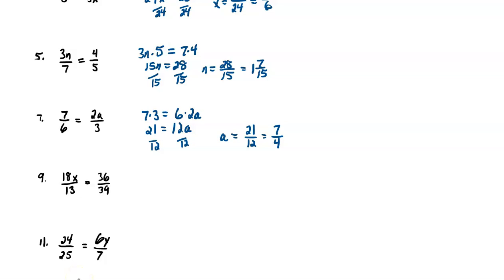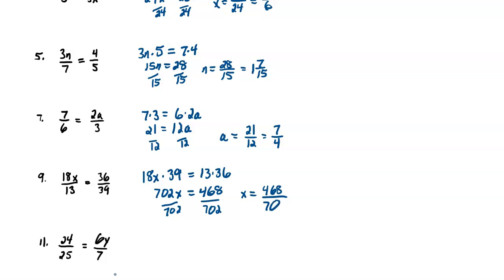Number 9, you probably have the pattern by now. So the product of one diagonal is equal to the product of the other diagonal. Now, because of the size of these numbers, a calculator would be helpful. 18 times 39 is 702. 13 times 36 is 468. Now what do we do? To get x alone, you divide by its coefficient. And x is equal to 468 over 702.